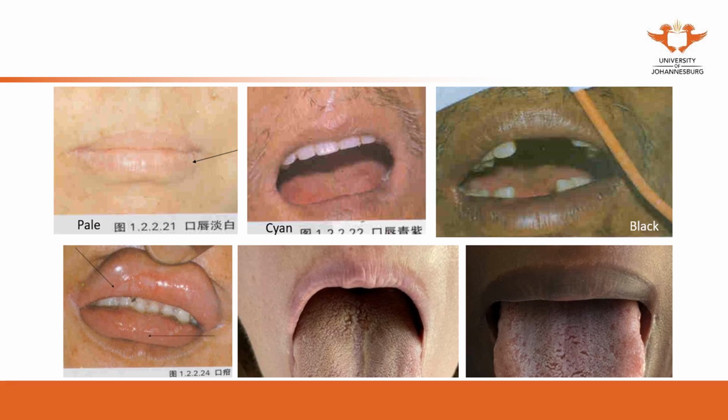The first one is pale lips. The pale lips. The second one is cyan or bluish. You see here the dark color. Black lips.